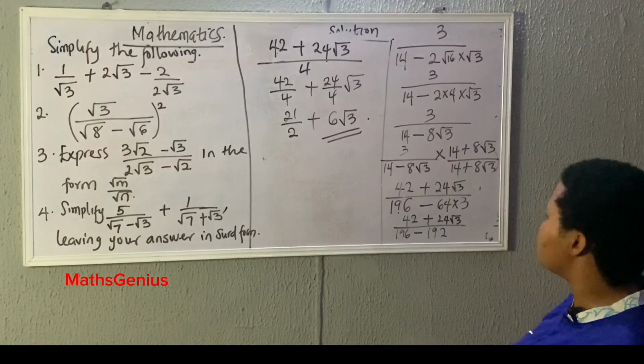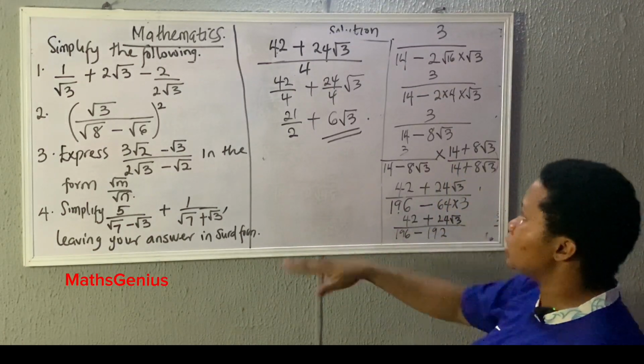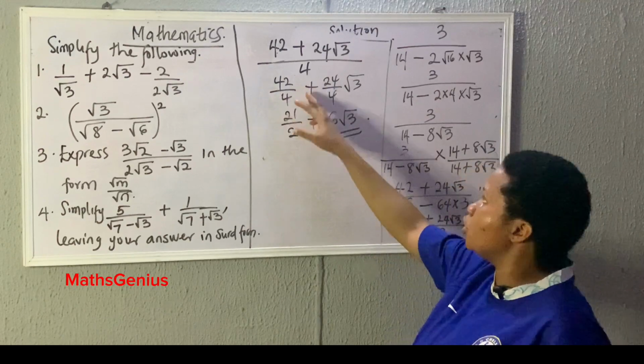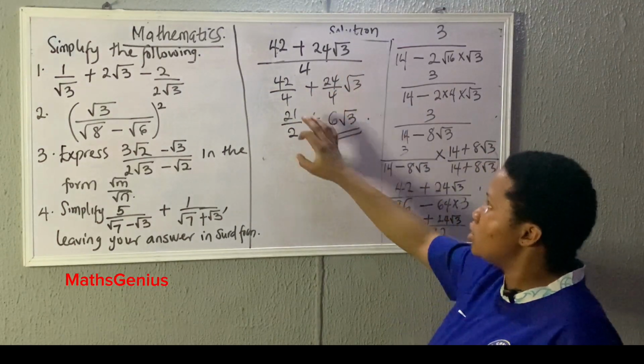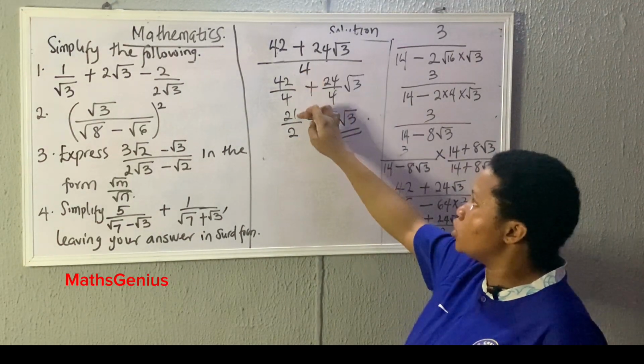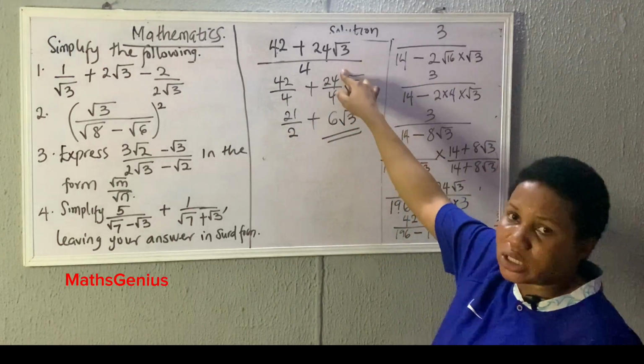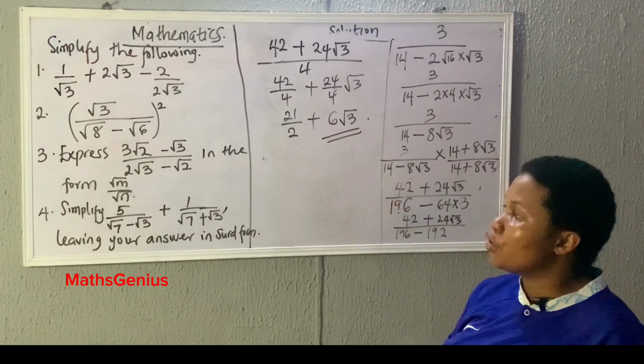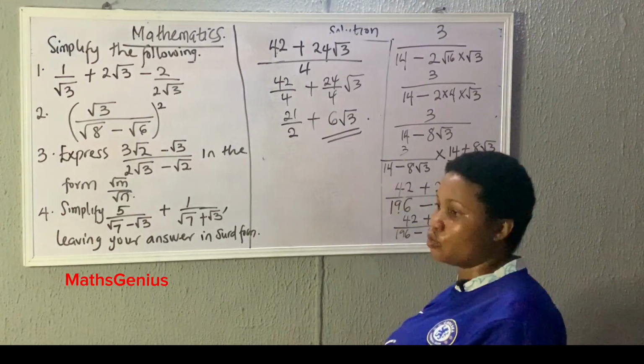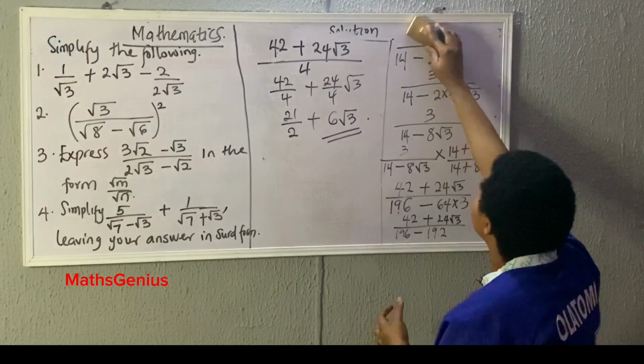That's our final answer to the question. We try splitting it into 2. We have 42 over 4 plus 24 over 4 root 3. 2 in 42 is 21, 2 in 4 is 2. 4 can divide 24 easily. We have 6 root 3. Now I want to dive into the third question.